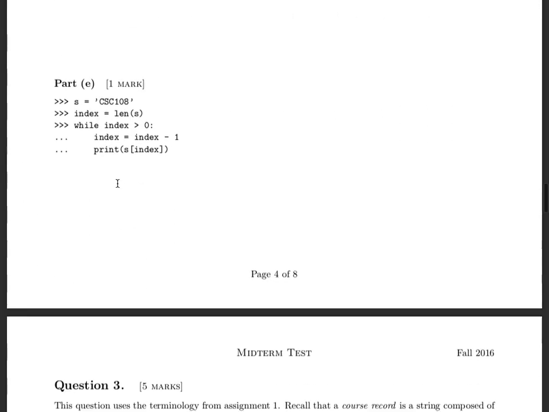Part E. S is the string CSC 108, your course code. Your index is equal to the length of S, which is what in this case? 6. So index gets 6. While the index is greater than 0, decrement the index by 1 and print S at the index. So what does this do?